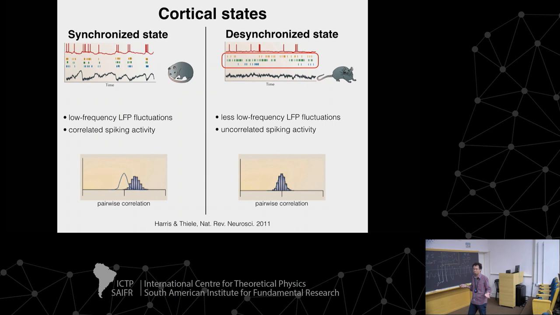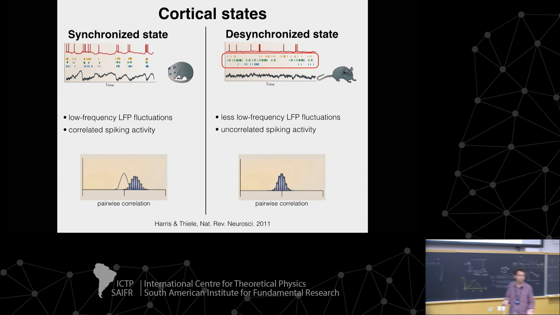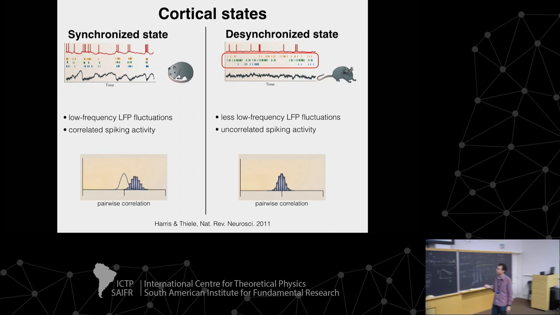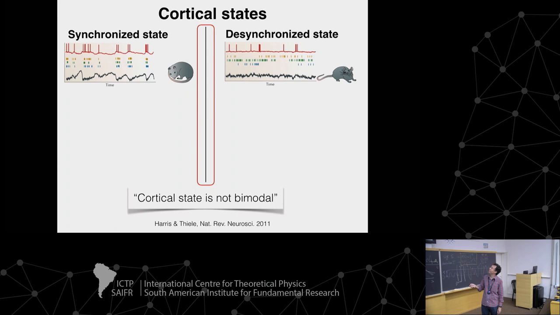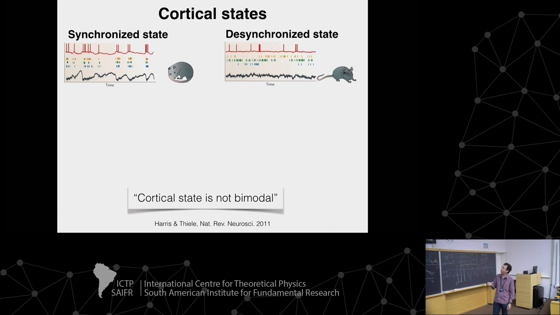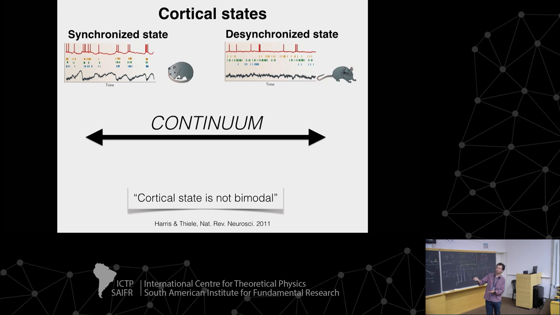So these are just things that you verify experimentally in different animals, and they're well documented. It turns out, however, that cortical state is not bimodal. It's not true that you have synchronized states and a desynchronized state, and that's it. Essentially, this division I put here was just for pedagogical ends, but in fact, what you have is a continuum. You go from completely synchronized to very desynchronized.